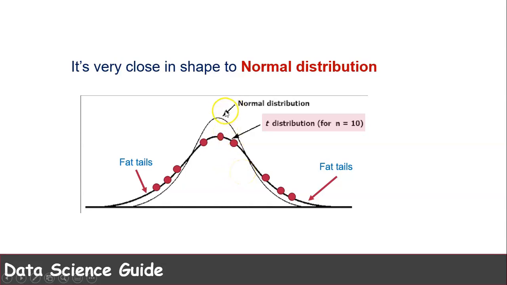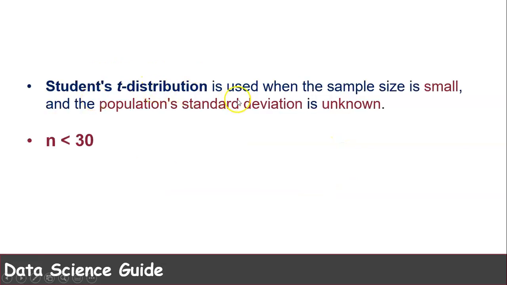If you look at the normal distribution curve, you will find it tighter with no tails, while the t-distribution is wider and has fat tails. The t-distribution is used when the sample size is small, something like 10 observations. Student's t-distribution is used when the sample size is small and the population's standard deviation is unknown. When we say the sample size is small, it means less than 30 observations.